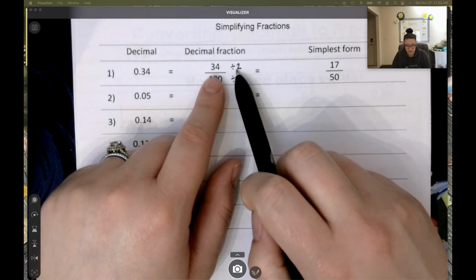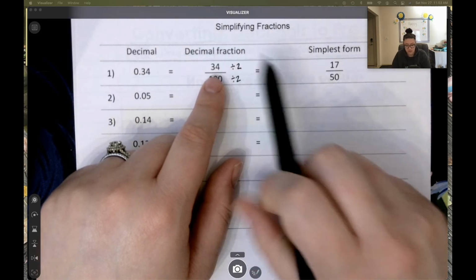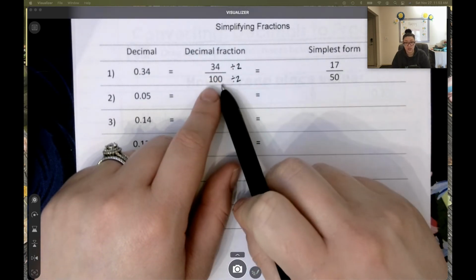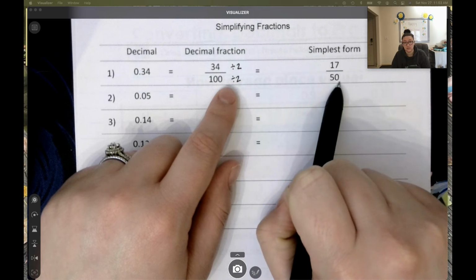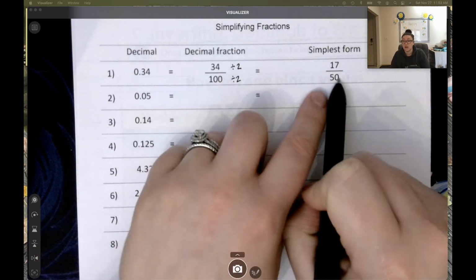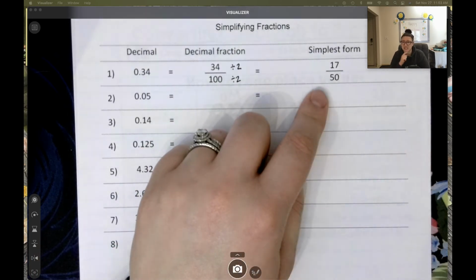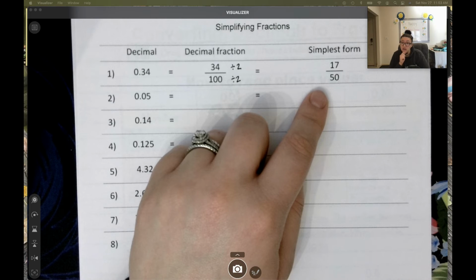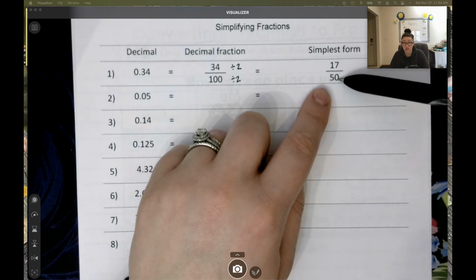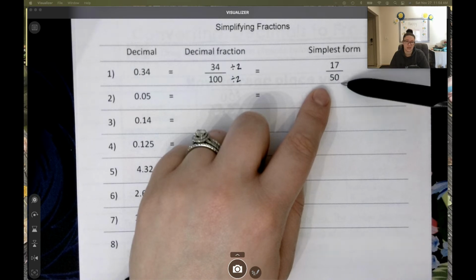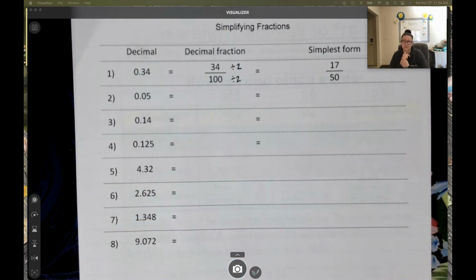34 divided by 2 is 17, and 100 divided by 2 is 50. So now I have to look at this new simplified fraction. Can I simplify that more? And I can't. 17 is a prime number. Unless 17 can go into 50, I can't simplify it more, and 17 does not go into 50. That's one way to do it.